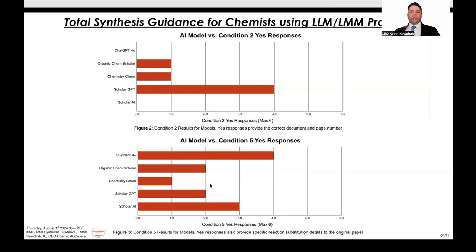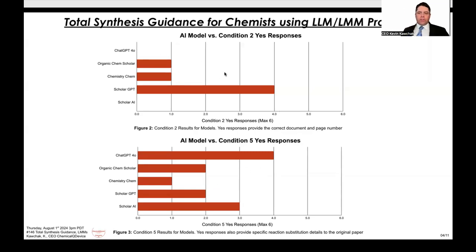So now condition 2 was basically, can it provide the correct document and page number of the text selection that it's basing its response off of? So only one of these models did well, the Scholar GPT. And again, I mentioned that before, it's the number 1 model across all the different conditions. You see Chemistry Chem and Organic Chem having one instance apiece, but the Scholar GPT more consistently, 4 of the 6 prompts, it did well.